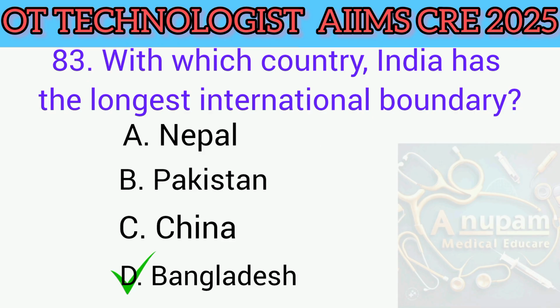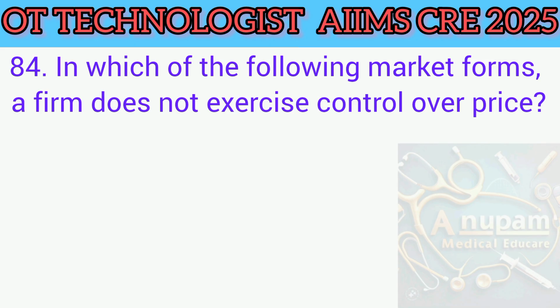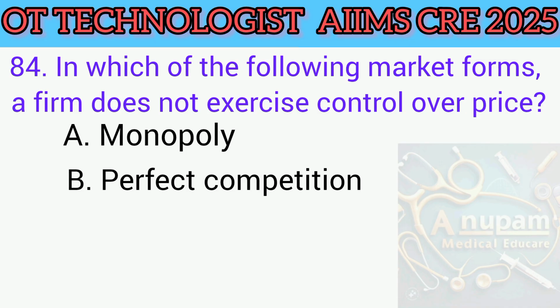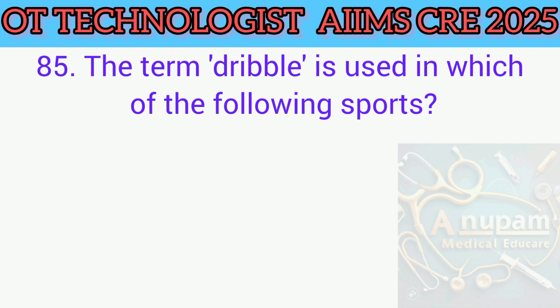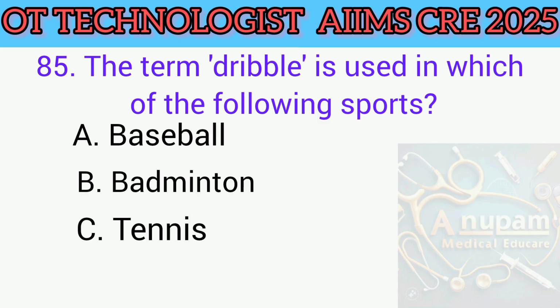Right option, D. Number 84. In which of the following market forms does a firm not exercise control over price? Option A. Monopoly. B. Perfect competition. C. Oligopoly. D. Monopolistic competition. Right option, B. Number 85. The term dribble is used in which of the following sports? Option A. Baseball. B. Badminton. C. Tennis. D. Basketball.